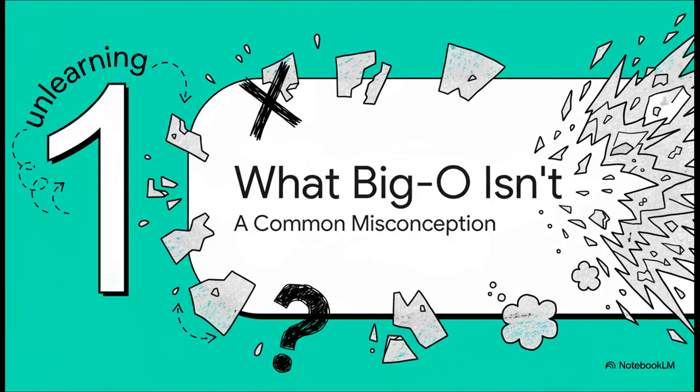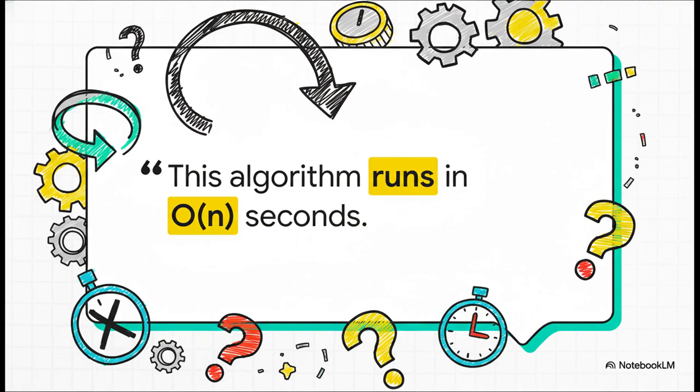Okay, so before we can really master what Big O is, we've got to do a little unlearning. We have to be crystal clear on what it isn't. And that starts with tackling one of the biggest misconceptions out there. You've heard this a million times, right? Someone analyzes a pretty simple loop and says, yeah, this algorithm runs in O of n seconds. I mean, it sounds smart, it sounds precise, but it's completely wrong.